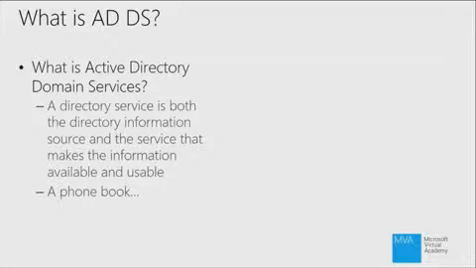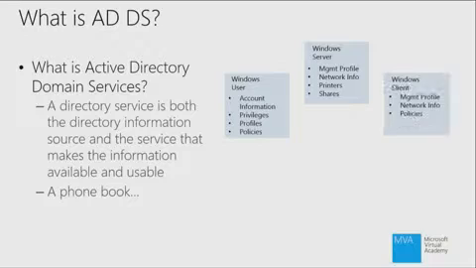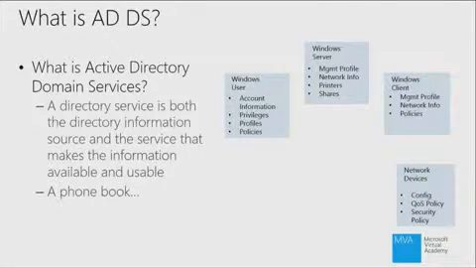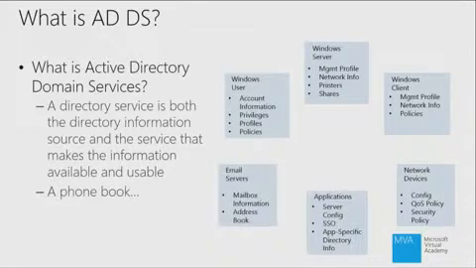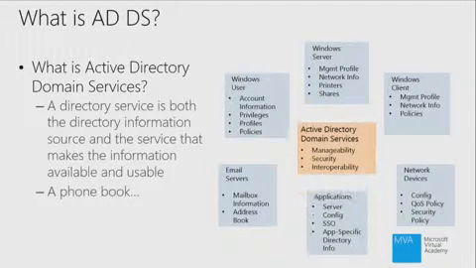What is the first one? Active Directory Domain Services. This is potentially the biggest, I don't know if I'd call it most important, but most prolific role in the Active Directory suite. A directory service is both the directory information source and the service that makes the information available and usable. In this case, information about servers, users, clients, network devices, applications, and in this case I specified email servers because there's a very close tie to Active Directory and Exchange in the Microsoft portfolio. This information is both about and provided to each of these categories by Active Directory Domain Services.